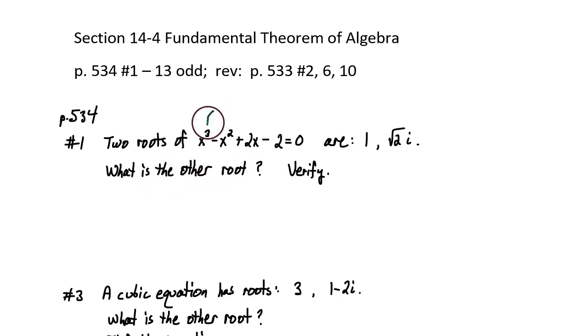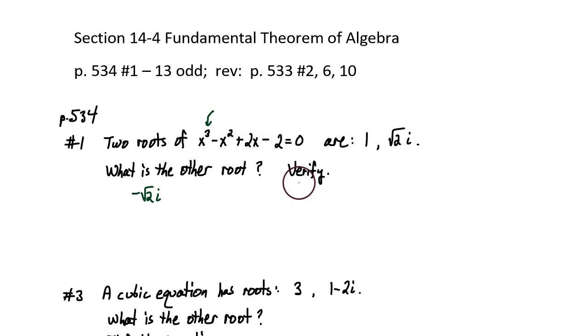Because if the polynomial goes to the third power, there are going to be 3 roots. One of the theorems from this section was, whenever there is an imaginary root, its conjugate is also a root. So the conjugate of square root of 2i is negative square root of 2i. Now we're asked to verify. We could verify that by direct substitution, where you plug the number in for x and then evaluate it to see if you get 0.